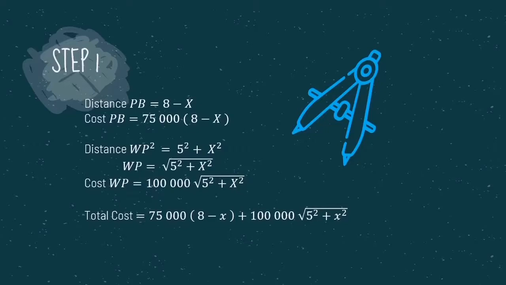For WP, the distance is the square root of 5 squared plus x squared. This is because if we look at the diagram, WAP is a triangle, so we can use the Pythagorean theorem to get the distance. To find the cost of WP, we just need to multiply the cost with the distance. So the total cost is the cost of PB plus the cost of WP. So we get 75,000 times 8 minus x plus 100,000 times the square root of 5 squared plus x squared.